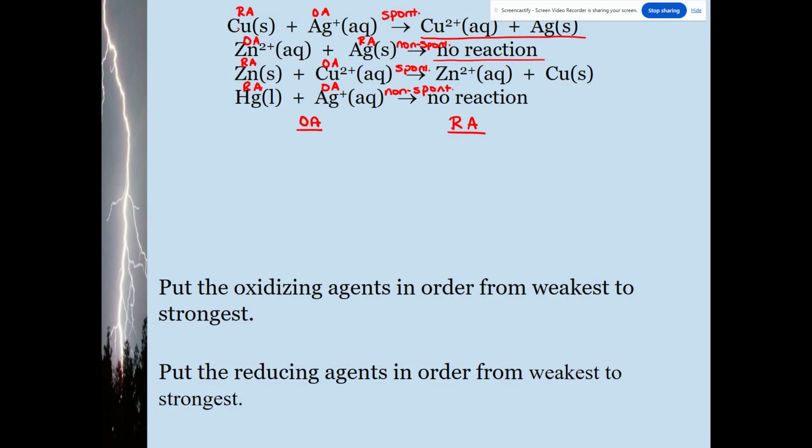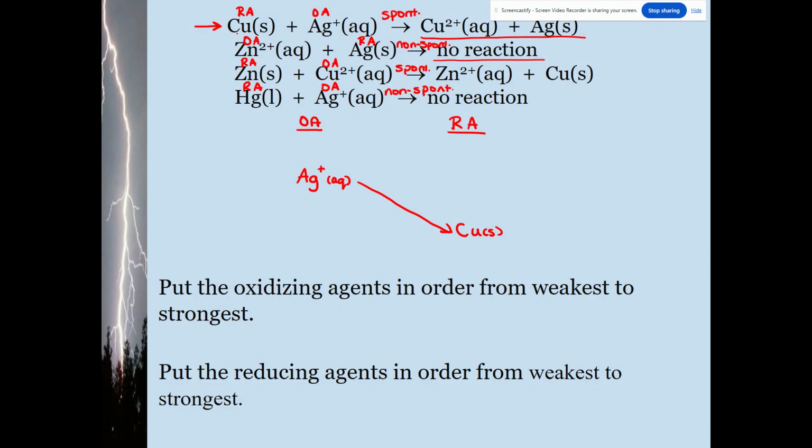So, for example, reading my first reaction, my silver OA is spontaneous with copper as an RA. So where do I put my silver ion? First of all, it has to be on the left-hand side because it's an OA, but I don't know where to put it on the page, if it should be at the top or the bottom. So I'm just going to put it in the middle. Starting my chart, there's my silver as an OA. And it is spontaneous with copper, so that means copper has to be lower down on the chart.